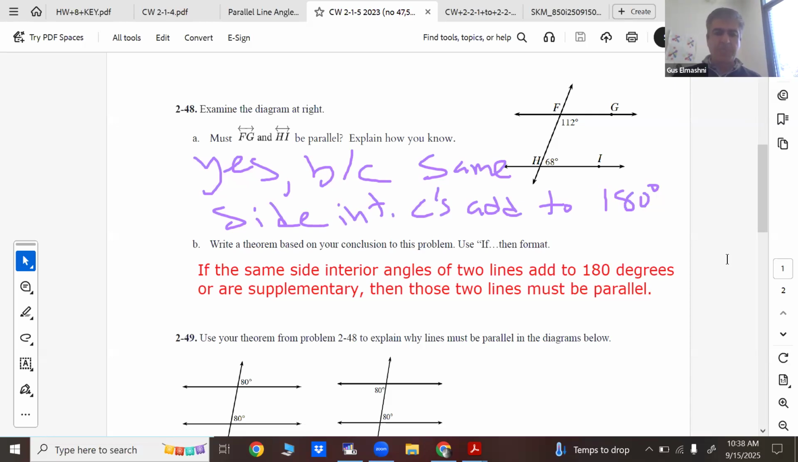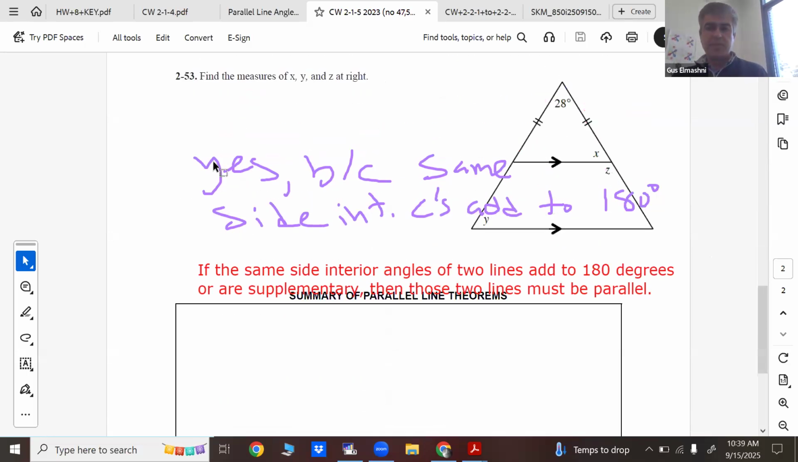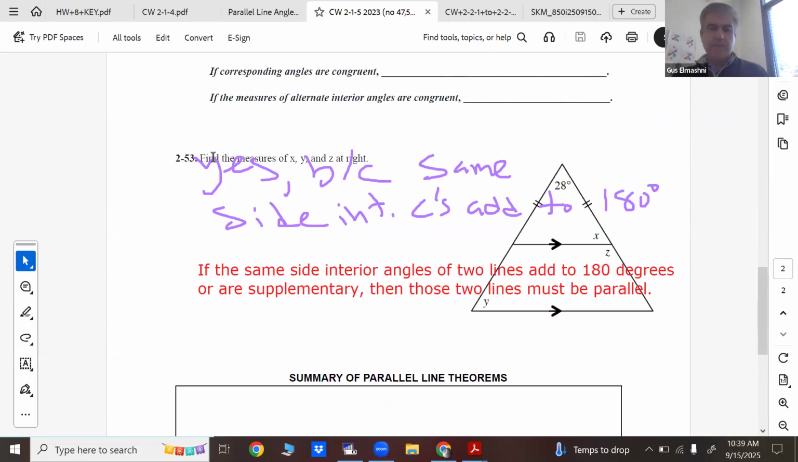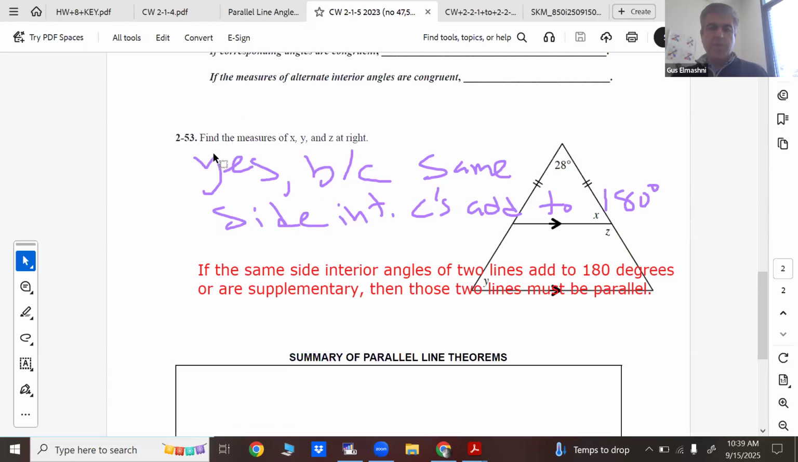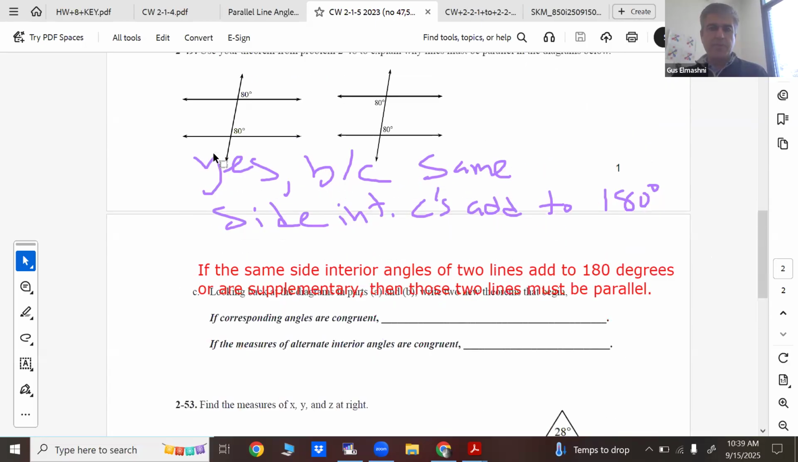Yeah, okay. So now, after we get that down, go and try 249 as well as 253. 249 is asking to explain why the lines are parallel. And then 253 is asking to solve for X, Y, and Z, I think. Let me freeze that. Yeah, and then we'll do a quick summary at the bottom of the last page.